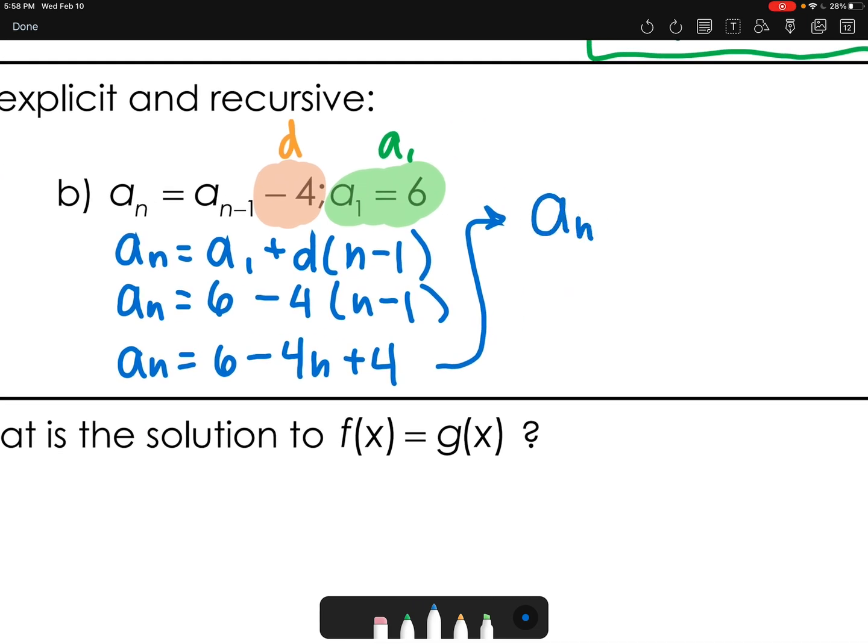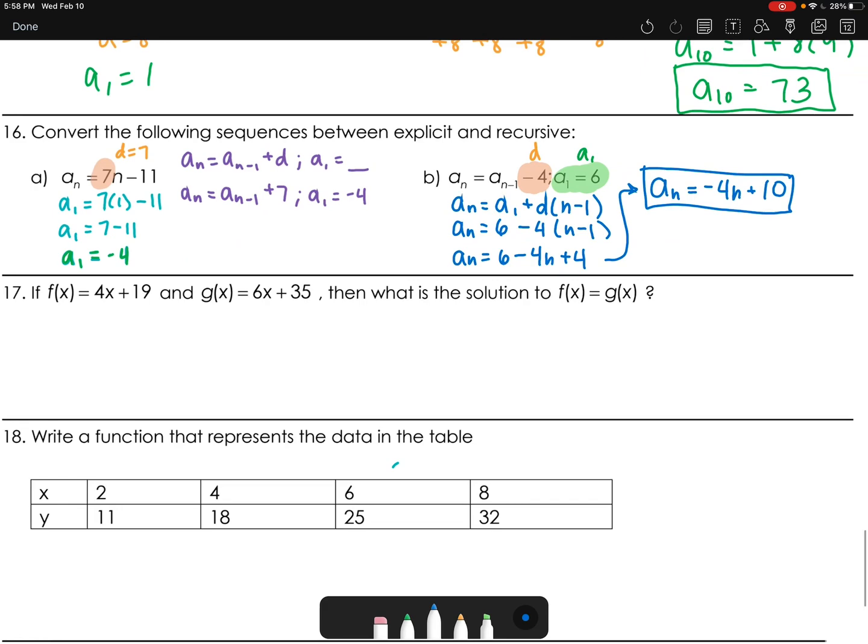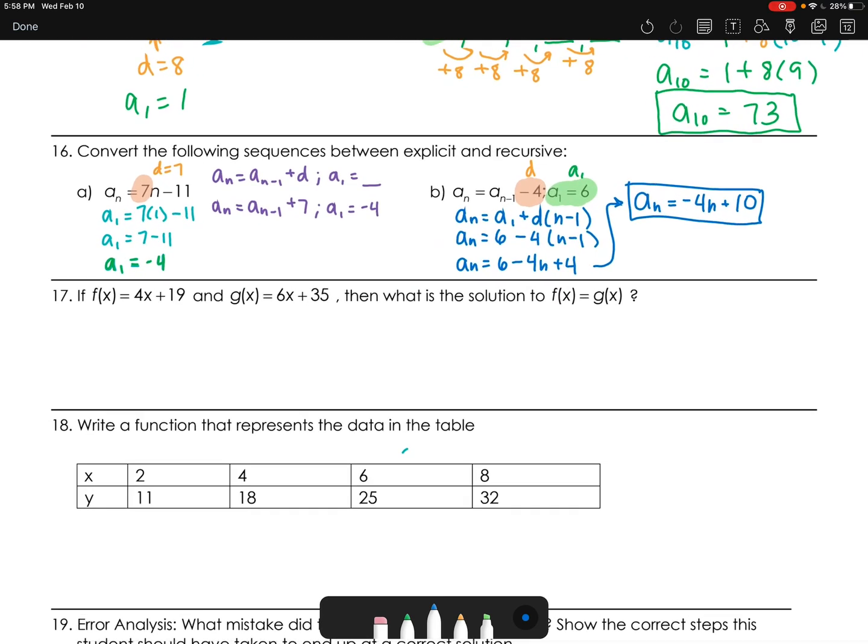So simplified completely would be a sub n equals negative 4n plus 10. Okay?